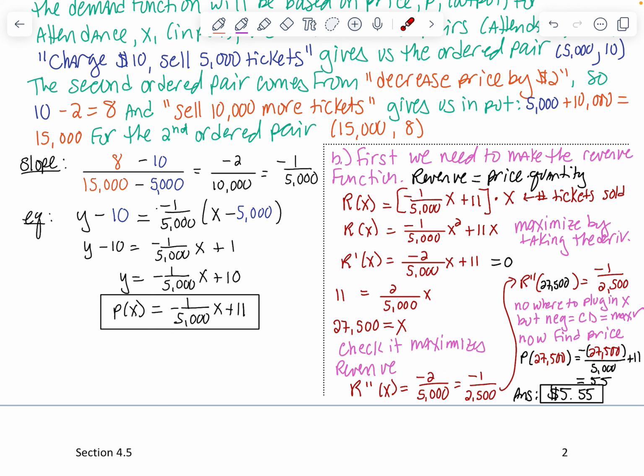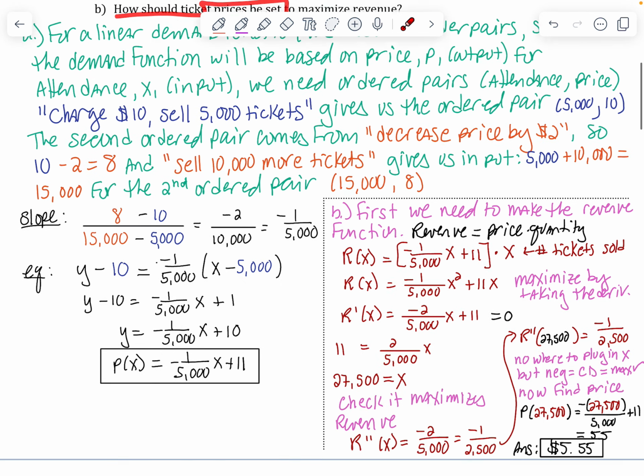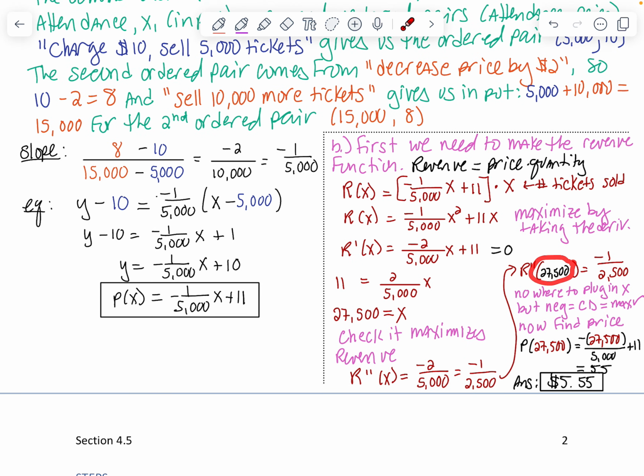27,500 will maximize my revenue, but be careful because how was the question worded? How should the price of the tickets be set? So I know this is how many attendees I want, but we created this formula based on X, the number of attendees, to tell us the price. So I had to take my X value and plug it in to find out $5.55 is the best price for maximizing revenue.